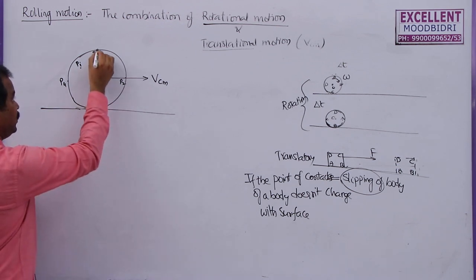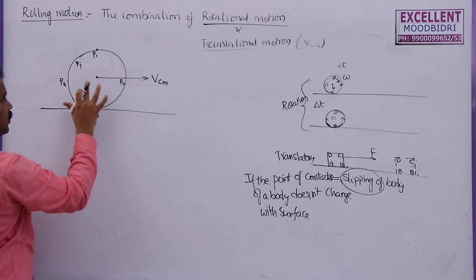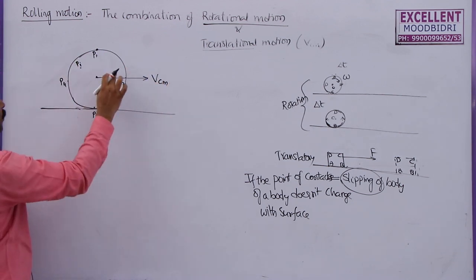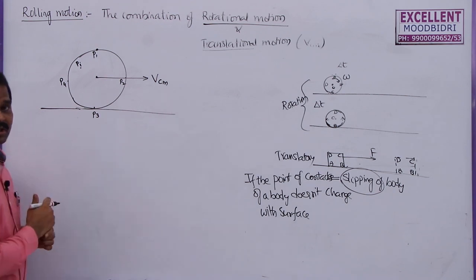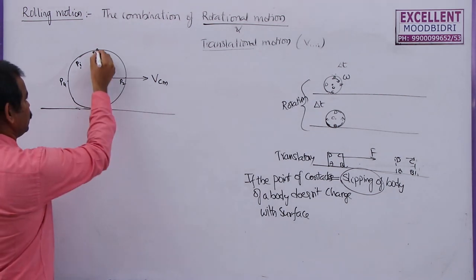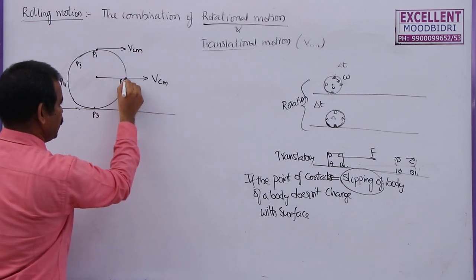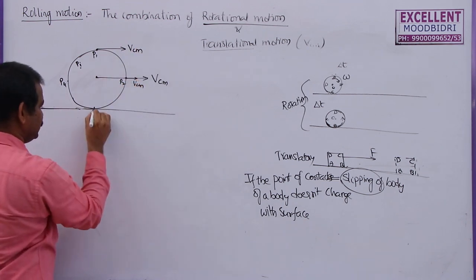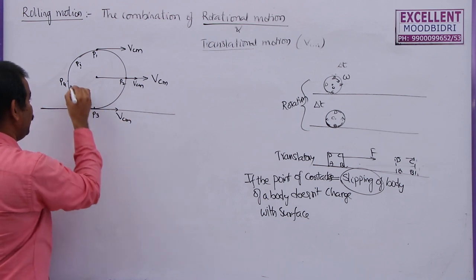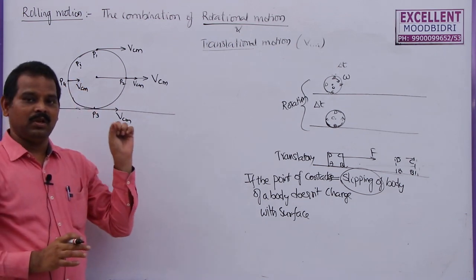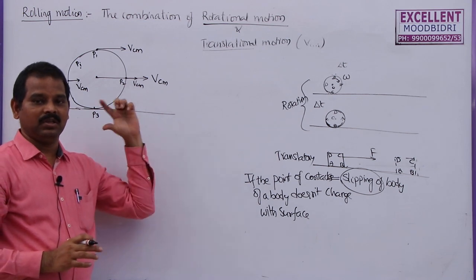Now, what is the velocity of this particle? As the disc is moving like this in translatory motion, each and every particle will move with the same constant linear velocity. So the velocity of this particle is VCM here. Velocity of this particle is also VCM, and this particle also VCM. In translatory motion, each and every particle will have the same velocity in the same direction.